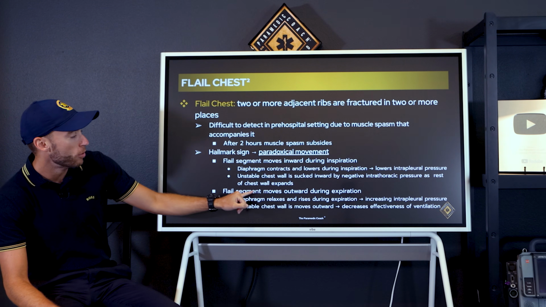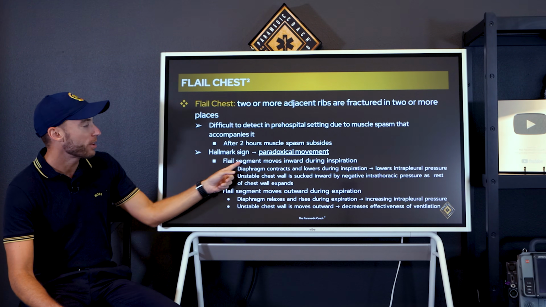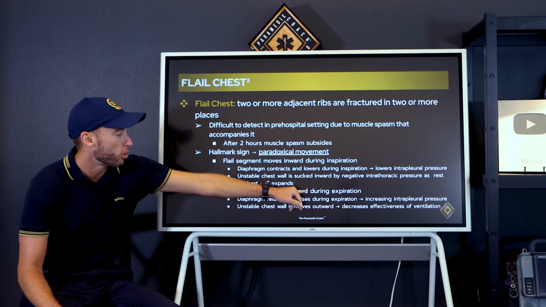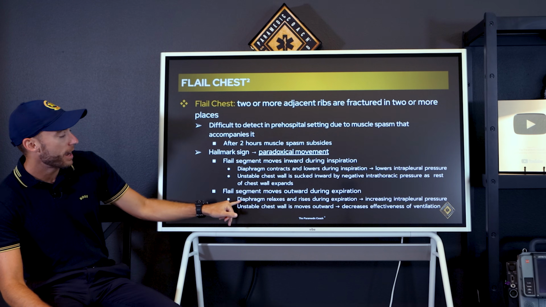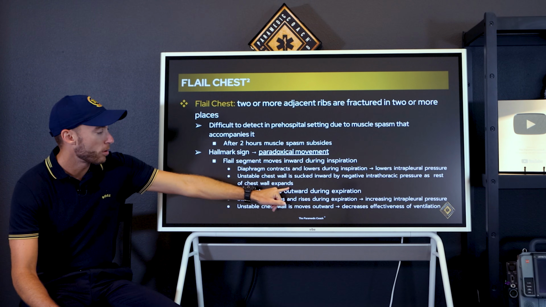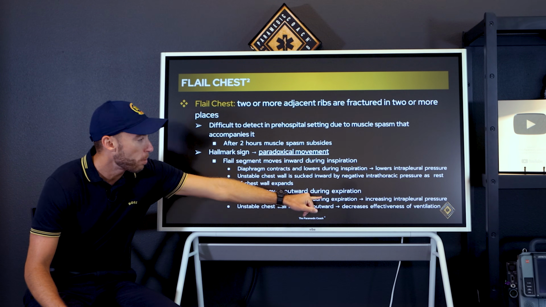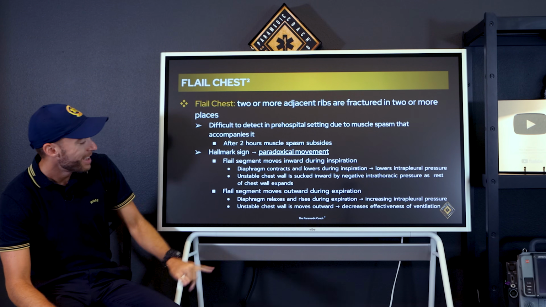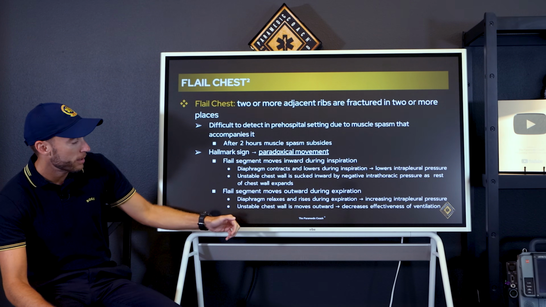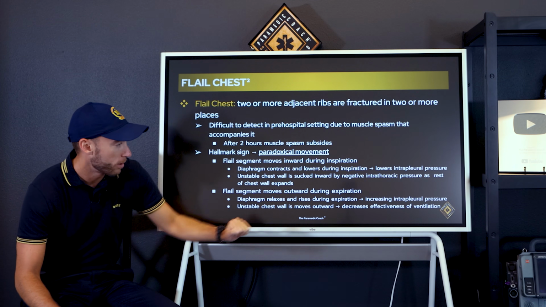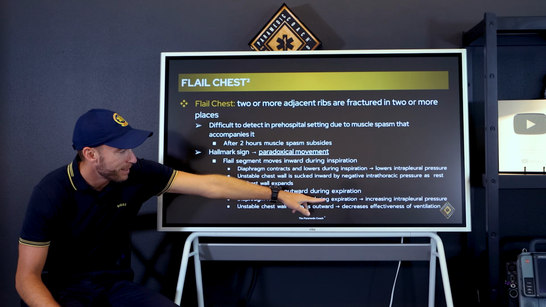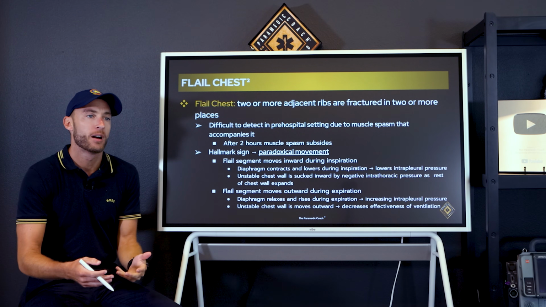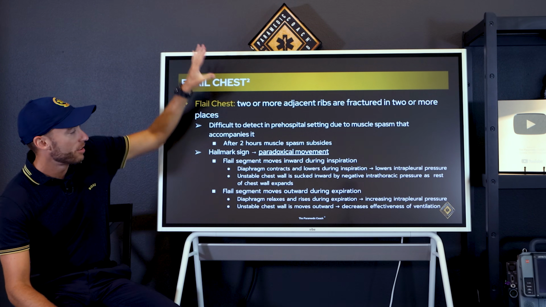The flail segment moves outward. The injured side moves outward during expiration. The diaphragm relaxes and rises during expiration, increasing the intrapleural pressure. The unstable chest wall is moved outward, which decreases the effectiveness of ventilations. So when someone says, do you understand a flail chest? This is it right here.